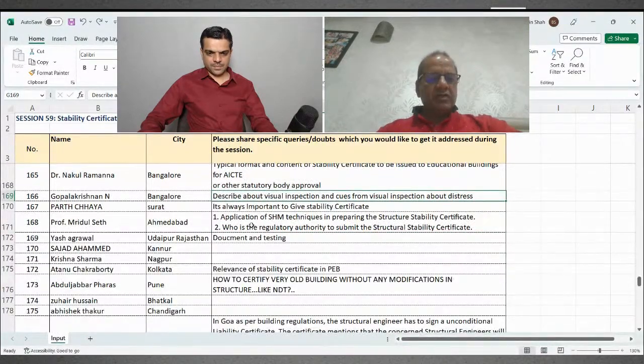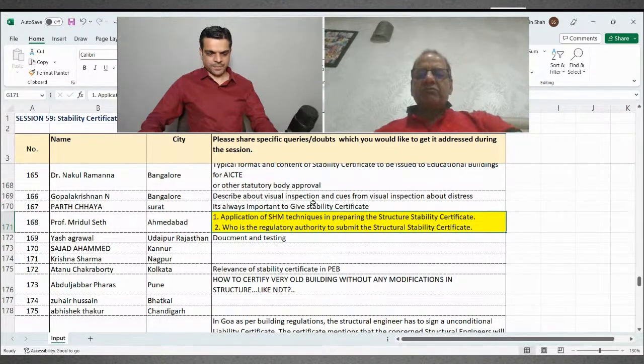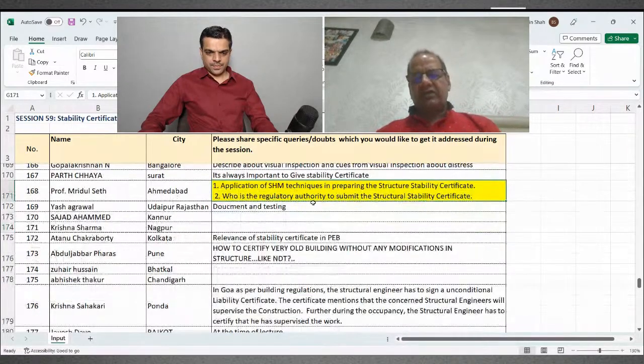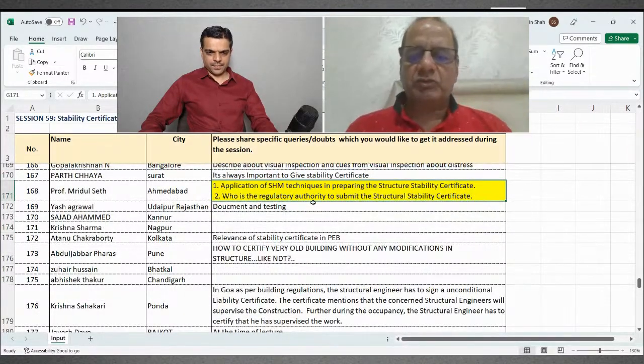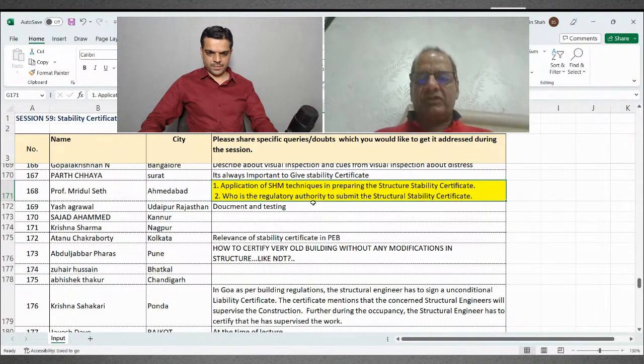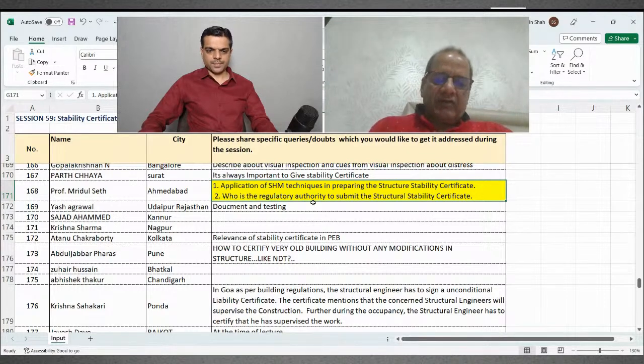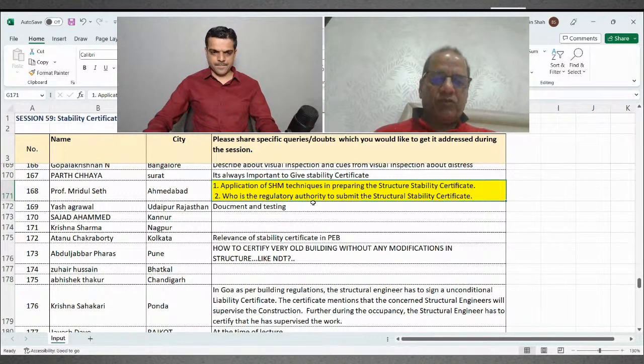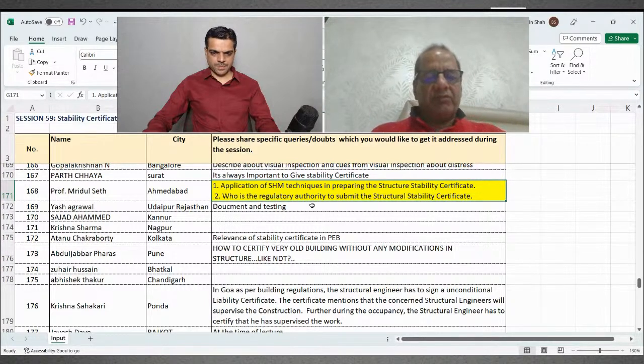Okay, Mridul Shade: application of SHM techniques. Okay. Who is the regulatory authority to submit the structural stability? SHM is not part of structural stability certification. It is for structural assessment, which we'll discuss separately. Regarding the regulatory authority, generally it is asked by the approving authority only, where you submit your maps and all that: town and country planning, local municipal corporation or whatever.